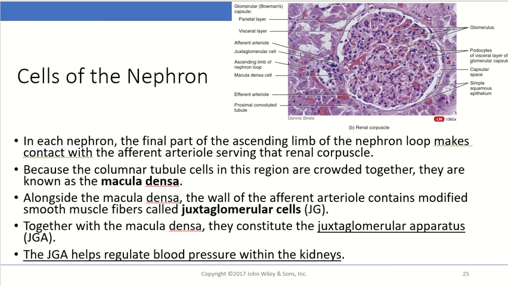So, welcome to the second part of the lecture for the urinary system. Today we're picking up where we left off last time, talking about cells of the nephron.